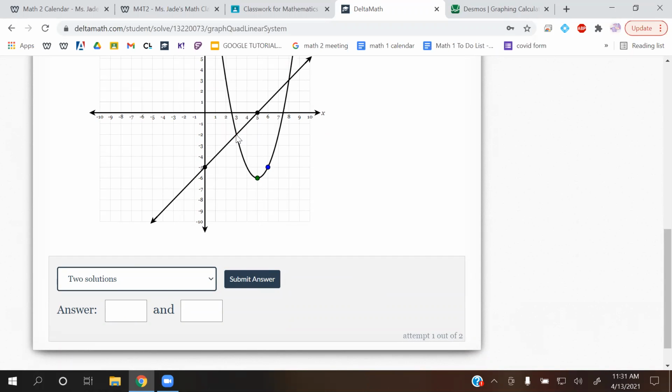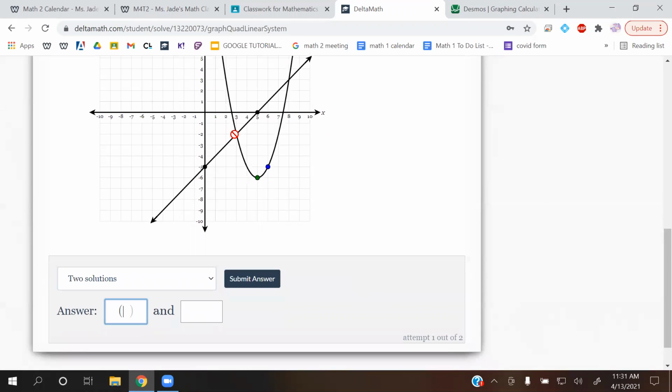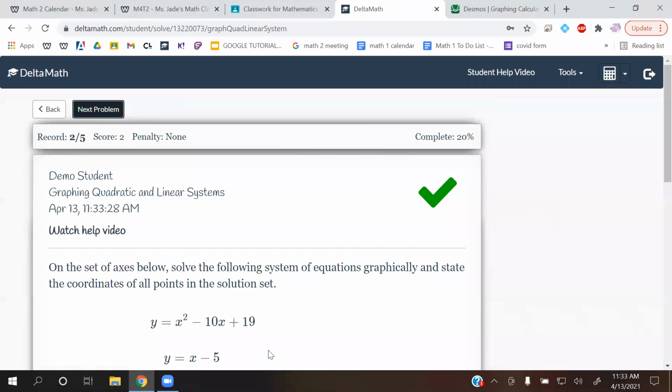So this one is 3, -2. This one, parentheses, 3, -2, close parentheses. And then that other point of intersection is right over here. This is 8, 3. Okay, now before I submit, are there any questions? All right, so we submitted it and we got it correct.